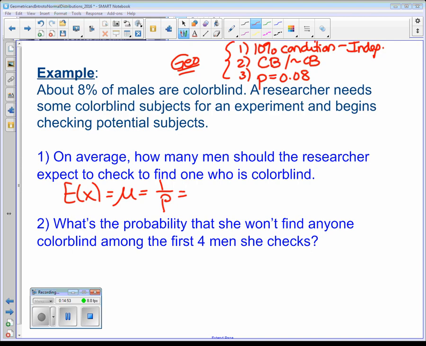So what am I going to do? Okay? Good. And so what do I get when I divide those two things? I agree with you. What is 1 divided by 0.08? How many of these rascals am I going to have to talk to before I find a colorblind one? 12 and a half? Half? What do they mean? A young boy?